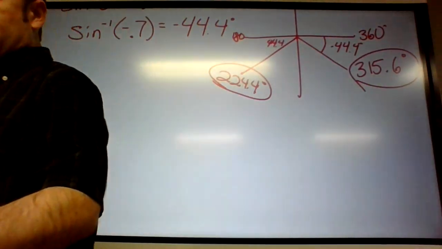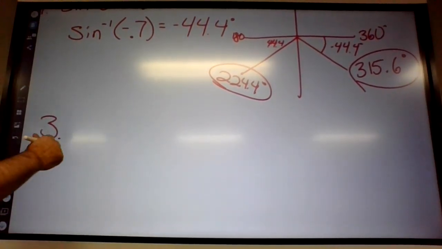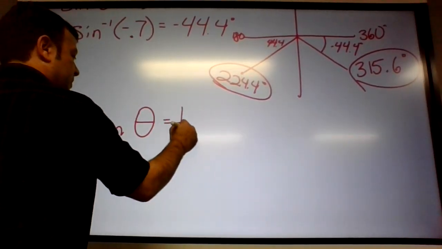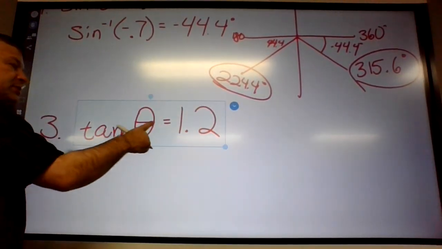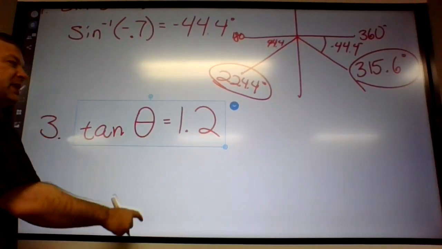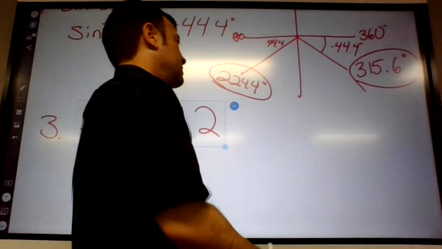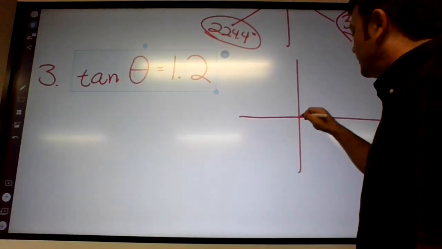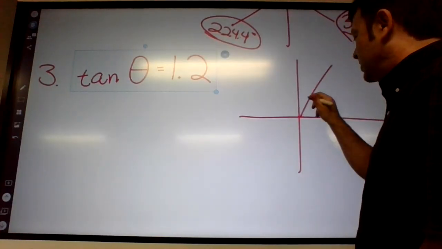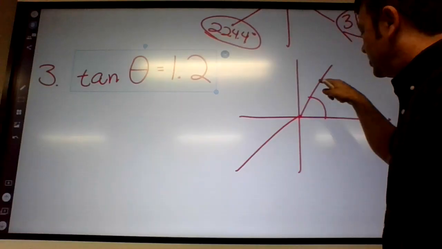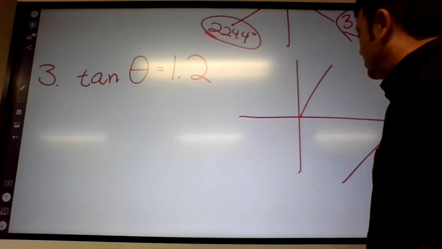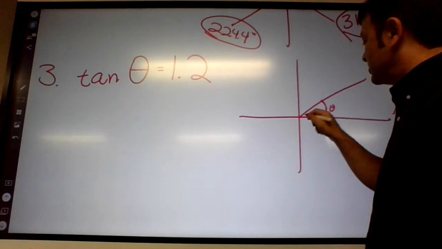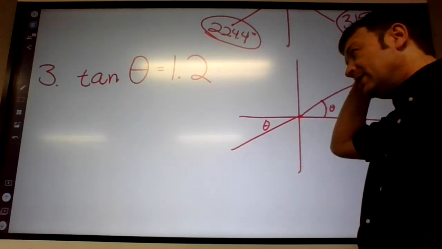Alright, number 3, tangent of theta equals 1.2. So, on this one, tangent equals something positive. What quadrants does tangent equal something positive? The first and the third. So we're going to need a first quadrant angle and a third quadrant angle. Both of these angles should have the same reference angle.